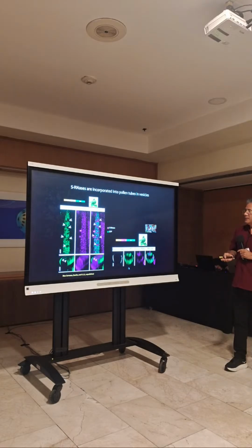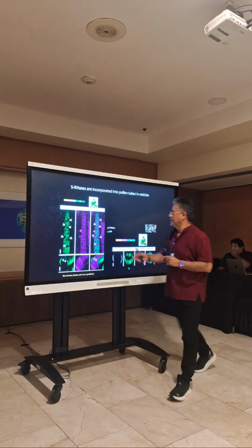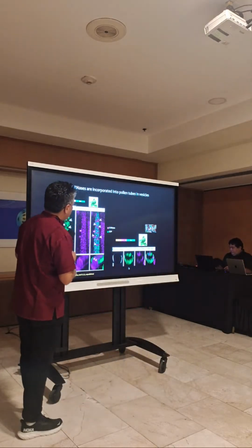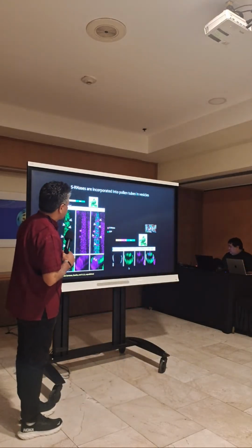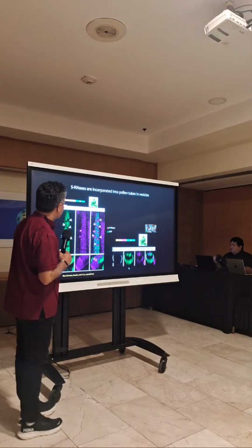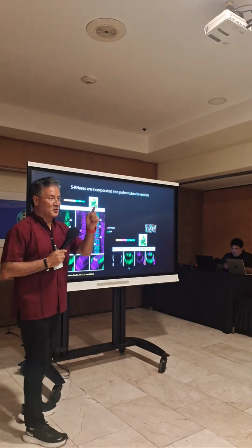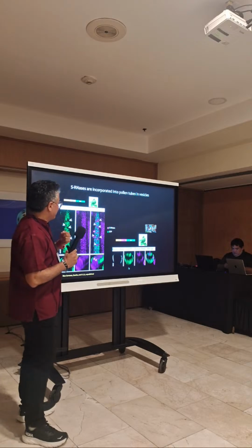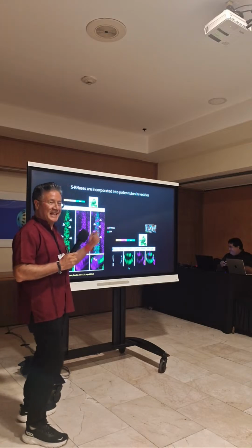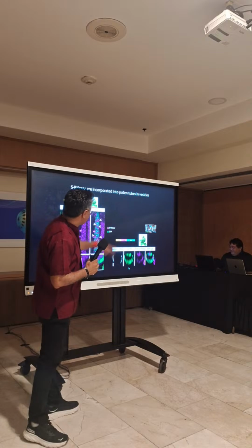But how are the sRNAs incorporated into pollen tubes? We can see here this result using plants that Professor Alice Strong from the University of Massachusetts gave to Luis, and then Luis gave them to me so that I could use them. They produce these plants.